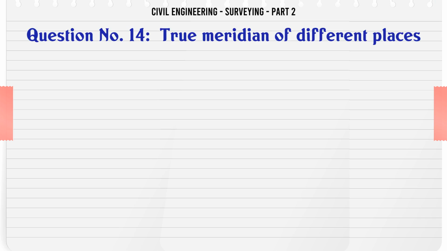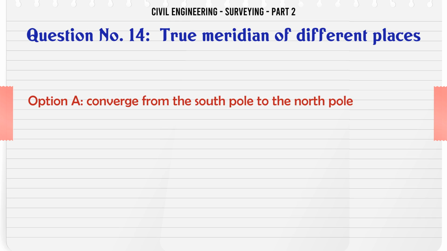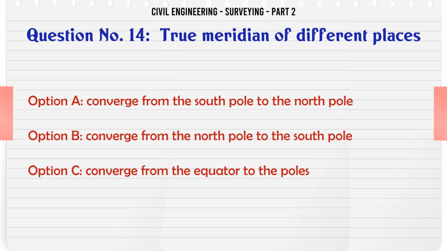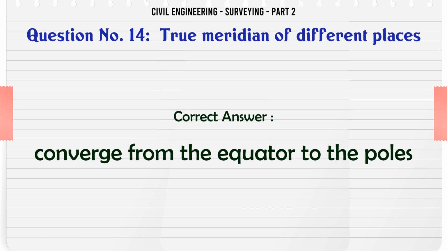True meridian of different places: A. Converge from the South Pole to the North Pole. B. Converge from the North Pole to the South Pole. C. Converge from the equator to the poles. D. Run parallel to each other. The correct answer is converge from the equator to the poles.